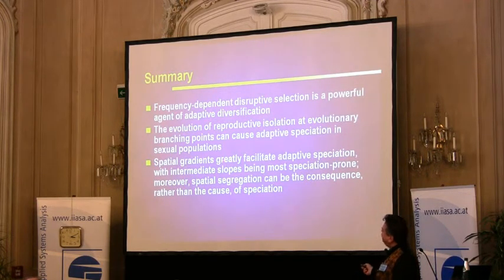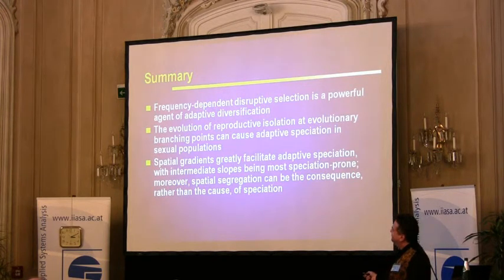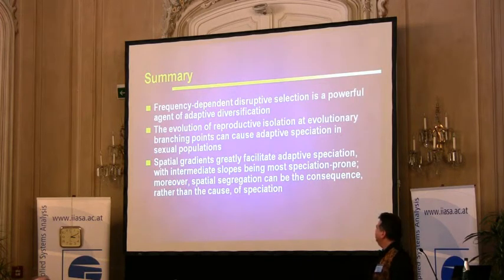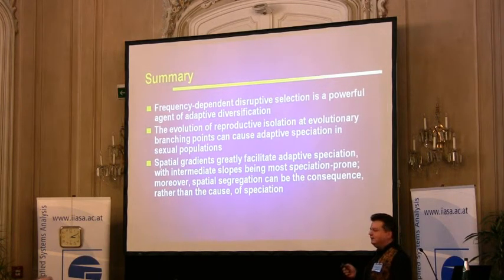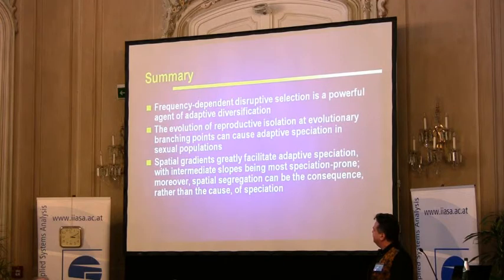Spatial gradients greatly facilitate adaptive speciation, with intermediate gradient slopes being most speciation prone. And moreover, spatial segregation can be shown to be the consequence rather than the cause of speciation. So that, I think, requires a fundamental rethinking of how we interpret extant biogeographic patterns.